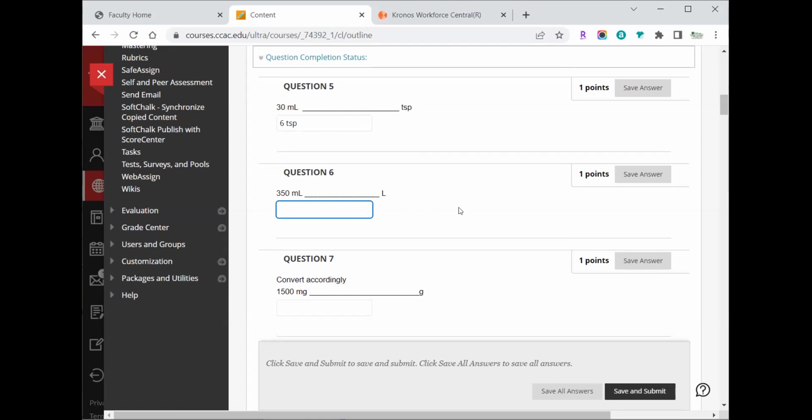I'm going to do the same thing I did when I went from micrograms to milligrams. I'm going to move my decimal point over 3 places. Alternatively, you can take 350 ml divided by 1,000 ml, and that'll give you 0.35 liters. Remember your leading zero.